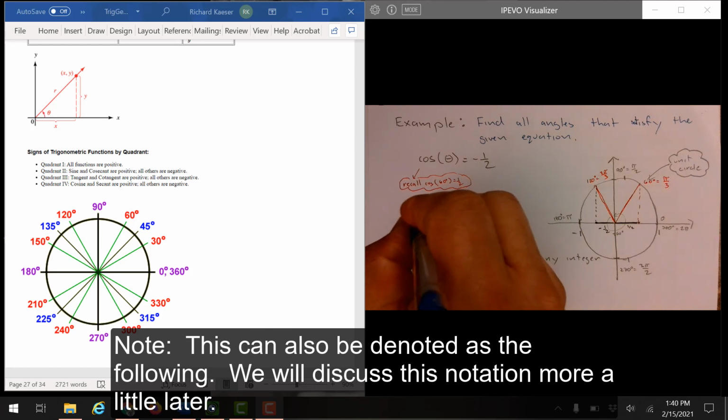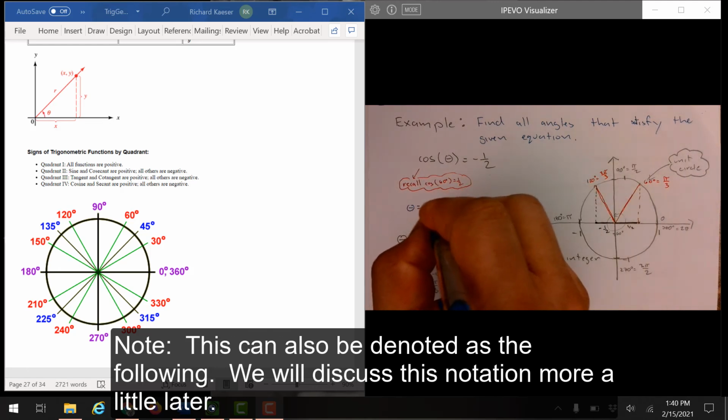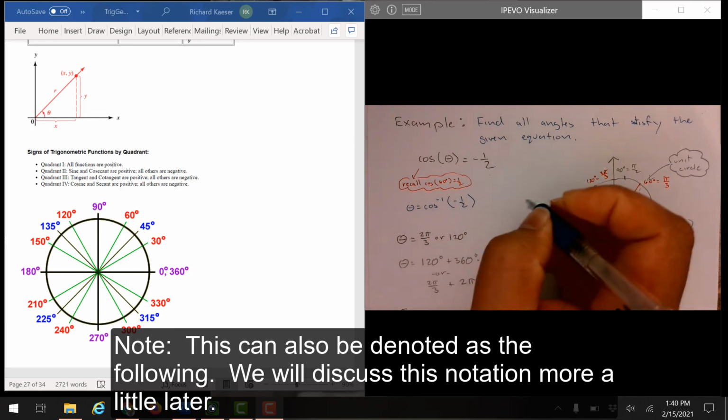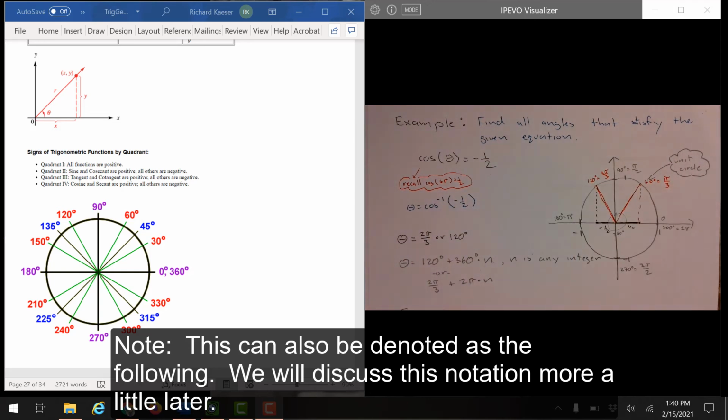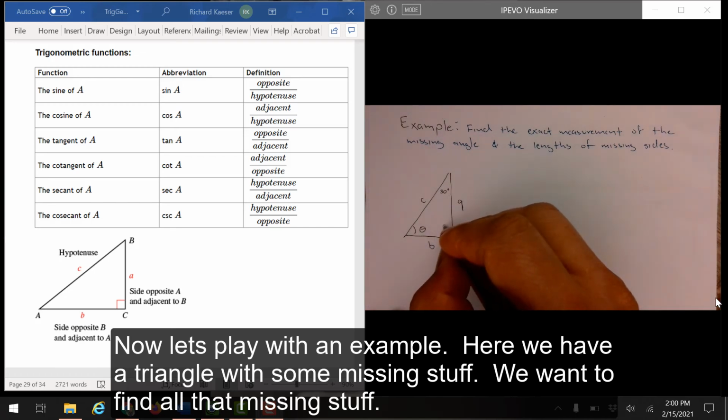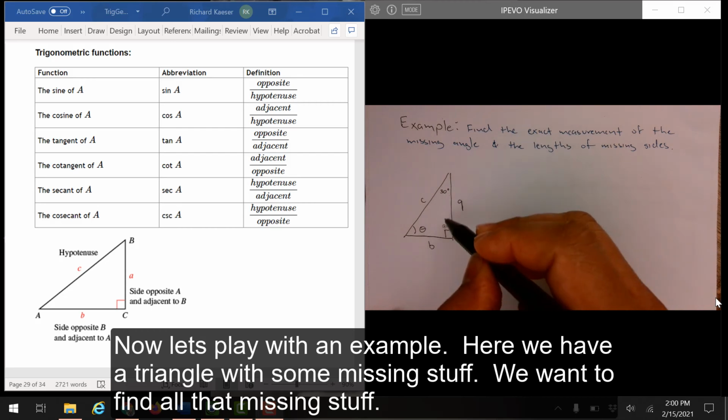This can also be denoted as the following. We will discuss this notation more a little later. Now let's play with an example. Here we have a triangle with some missing stuff. We want to find all that missing stuff.